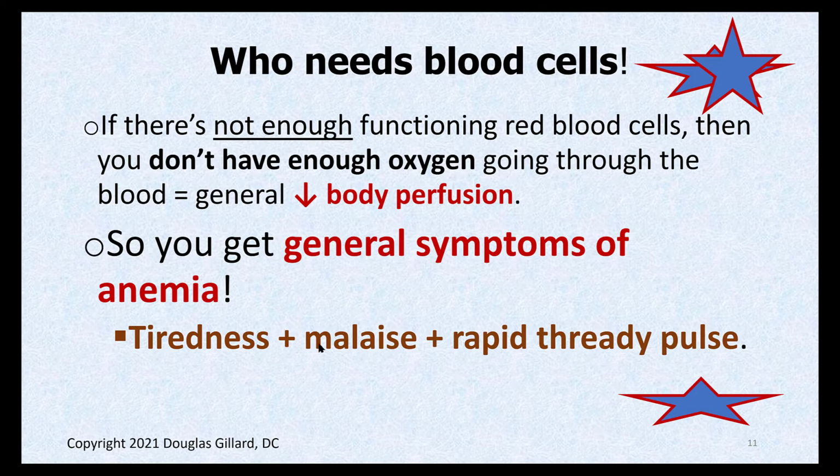And then because you don't have enough oxygen, your heart's going to try to make up the difference. It's going to beat really, really fast. And if it beats really, really fast, that's not good. If you take the pulse of someone who has anemia, they'll have a rapid and thready pulse.